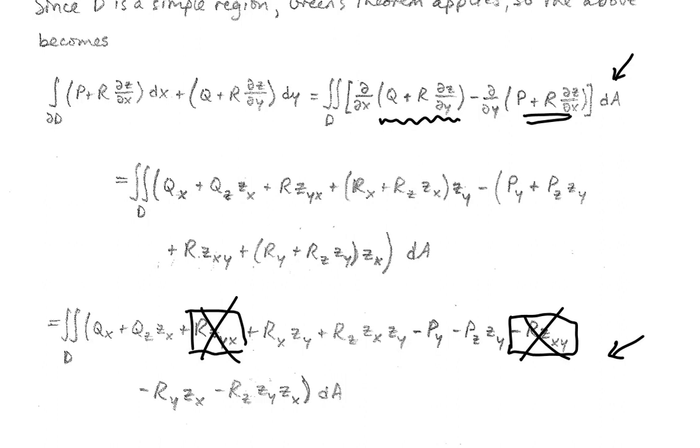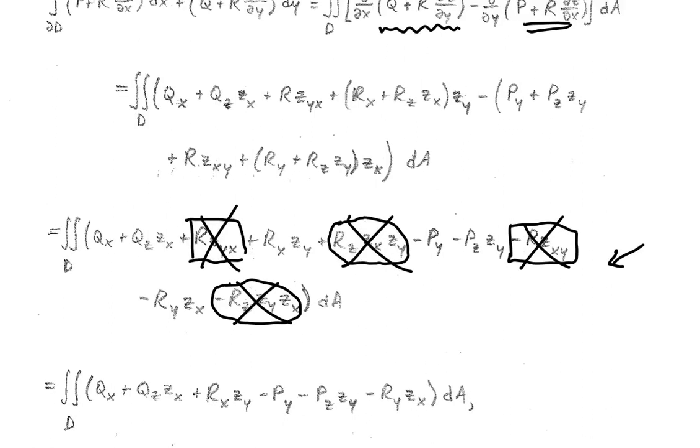And then also I look in here and I see that I have a plus r sub z times z sub x times z sub y, and I have a minus r sub z times z sub x times z sub y. So those guys will cancel each other out as well. That is all that we can cancel out.